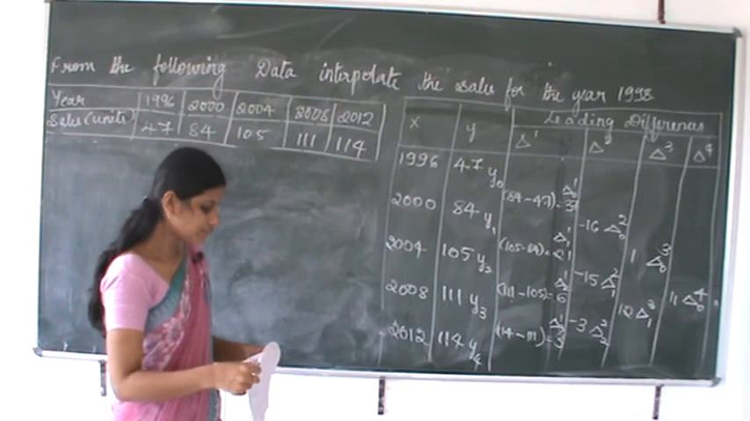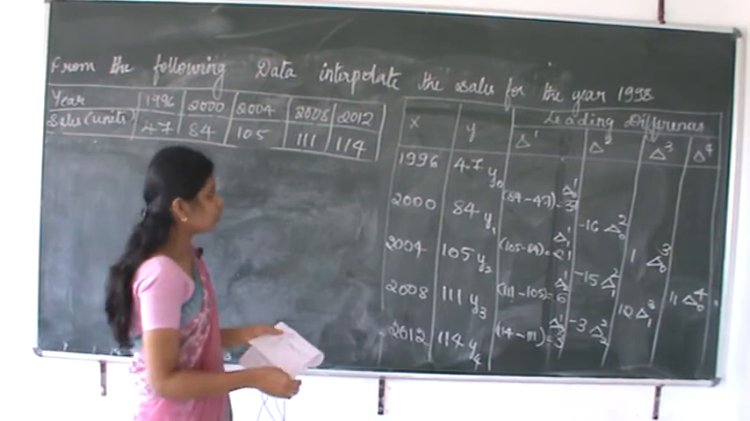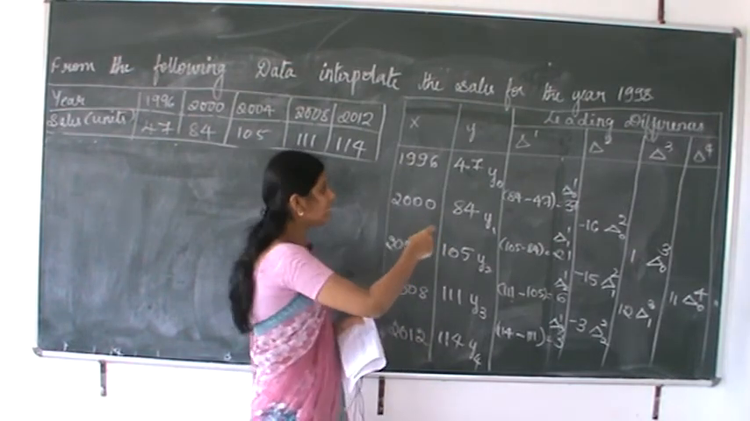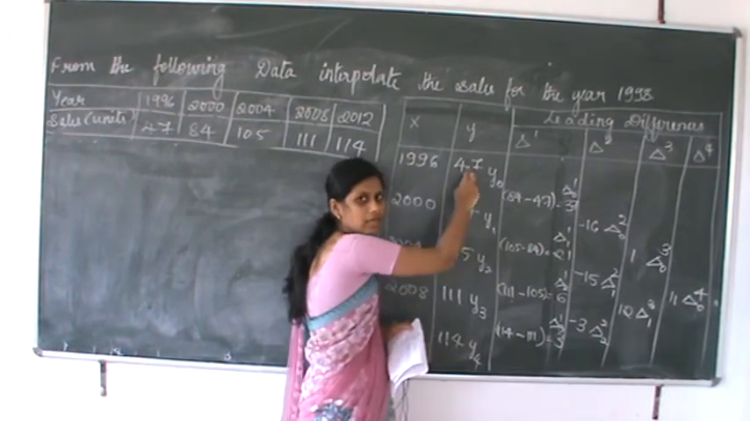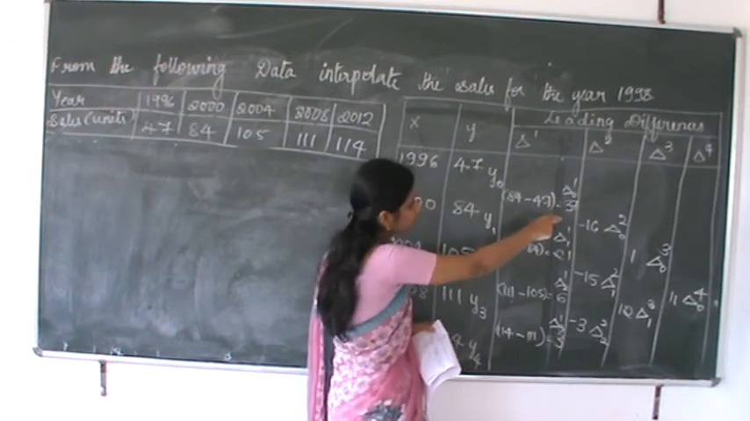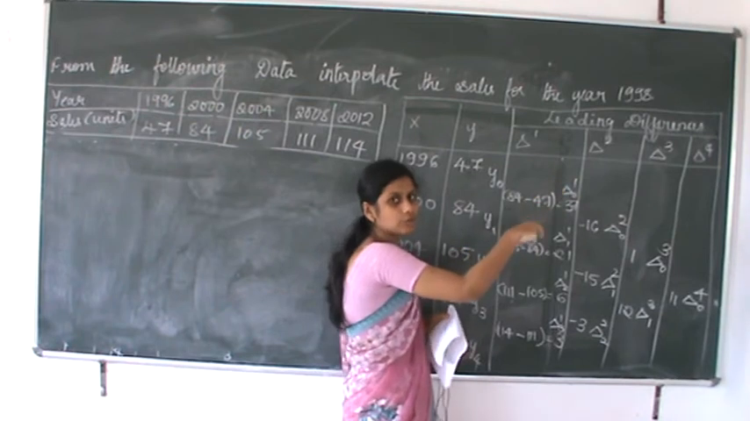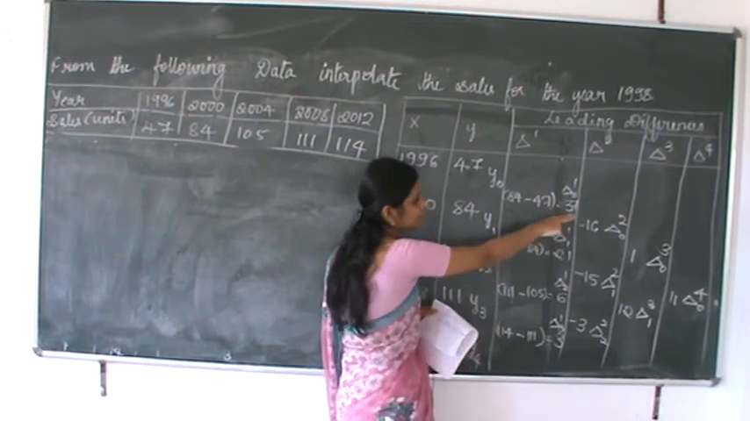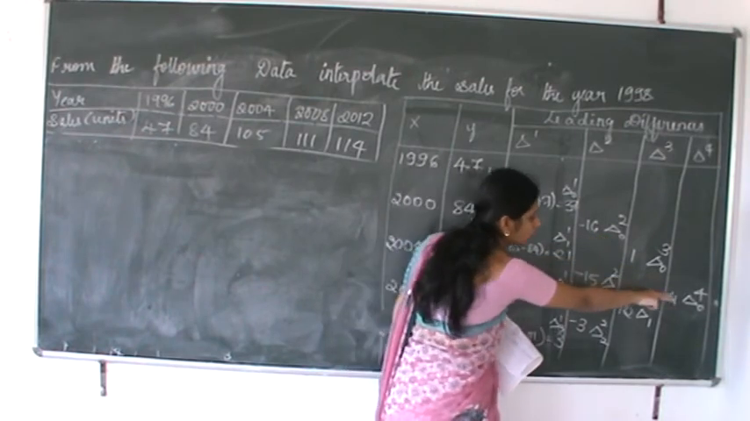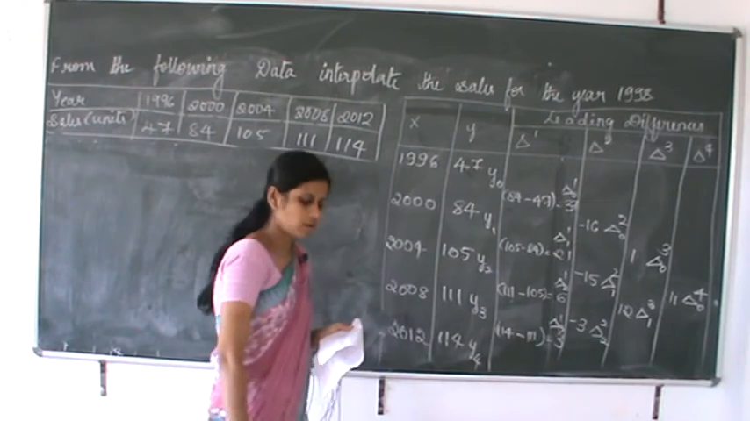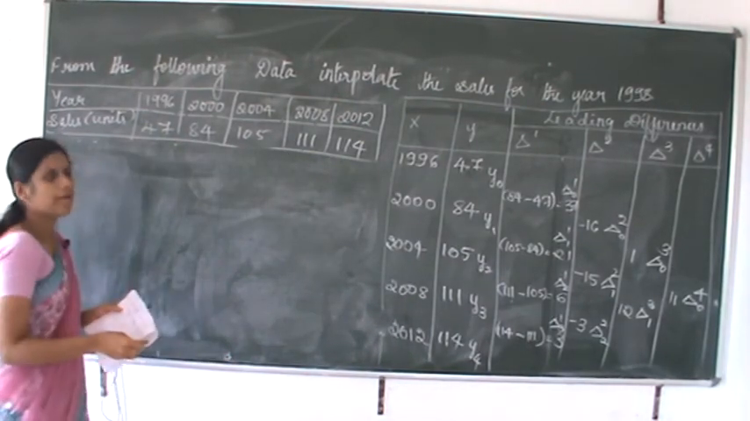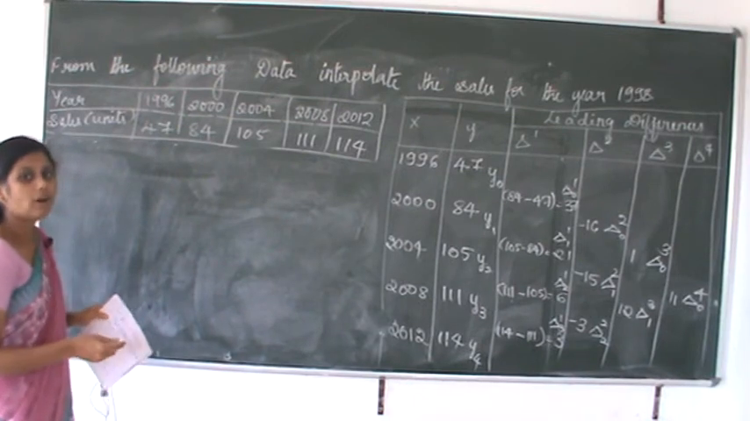After this, see what we are going to do. The first differences in each column are called leading differences. Whatever first differences you have obtained, that is called leading difference. In the formula you are going to substitute only these values. First difference, that is 37, here it is minus 16, next 1 and 11. Only these values you are going to substitute in the formula. So in the formula one more thing you have to find out, that is the value of x.